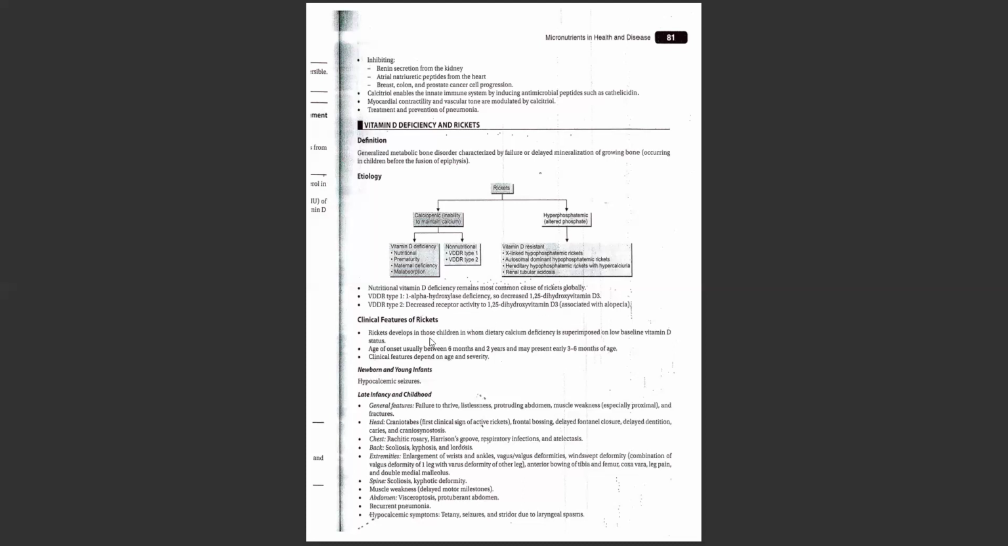Then what are the clinical features of rickets? This is an important question which is usually asked in our university exam. What are the clinical features of rickets?